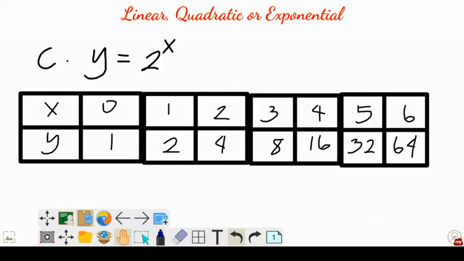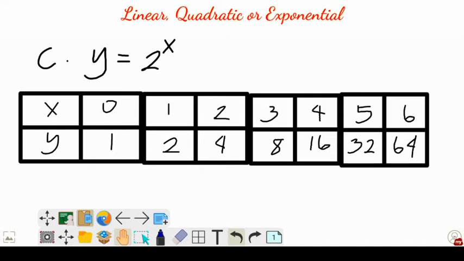So we have y equals 2 raised to x, and we have x values equivalent to 0, 1, 2, 3, 4, 5, 6. And then meron siyang corresponding y value. Yung 0, meron siyang corresponding y value ng 1. So, paano nakuha yan? So, isusubstitute po natin yan sa ating x values. Paano po nakuha yung 1?